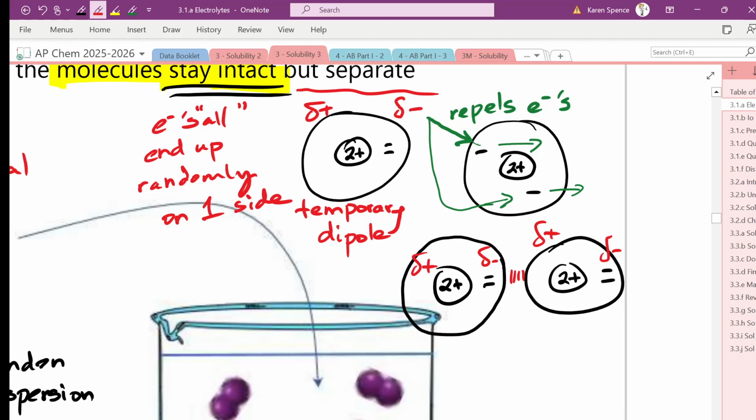So we have a temporary dipole here. What do we call this other dipole? That is an induced dipole. It has been induced by the fact that there's a negative charge next to it.